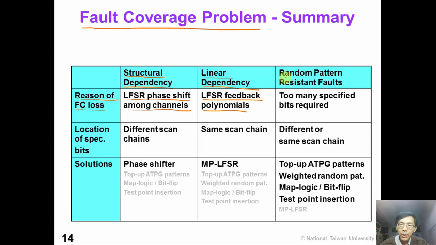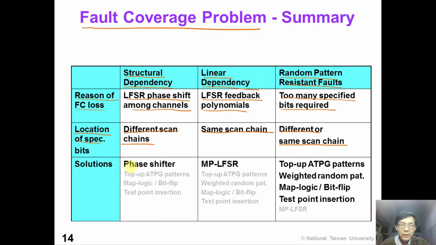Also, we talk about random pattern resistant fault, which requires many specified bits to detect a fault. For the structure dependency problem, the specified bits are located among different scan chains. For linear dependency problem, the specified bits are typically in the same scan chain. For random pattern resistant fault, the specified bits can be in different or the same scan chain.